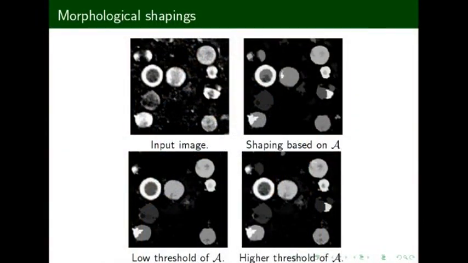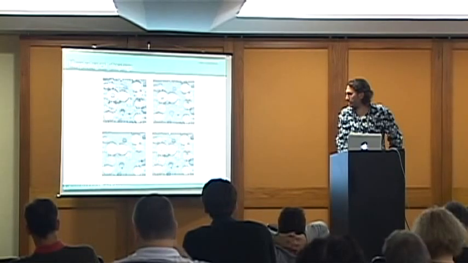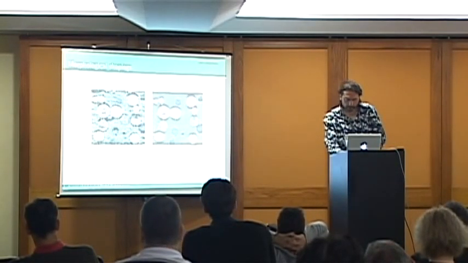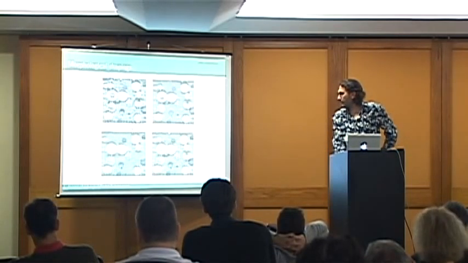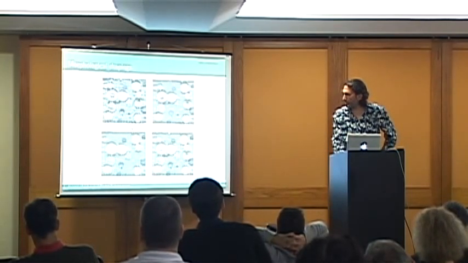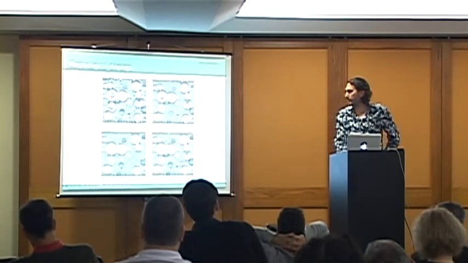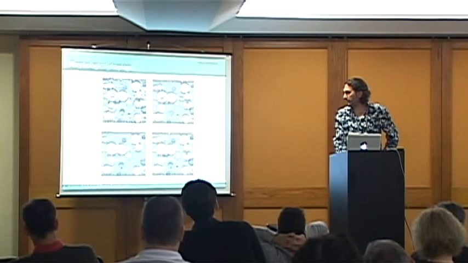Okay. So here are some results with different parameter settings. The image, a shaping based on the first attribute, and two thresholds of the same attribute compared to the shaping. So what can you see? What can you notice on the image? Yeah. Sorry. That in the background here with thresholding, you have a lot of noise in the background that you don't want. Here you have less noise in the background.